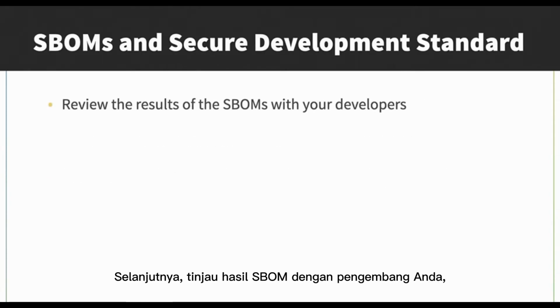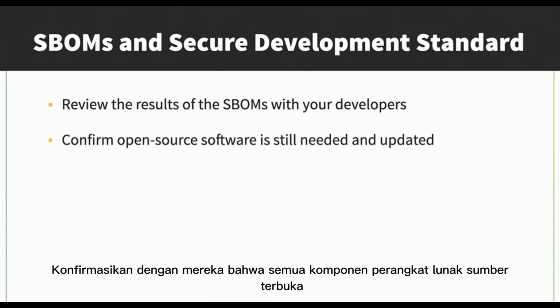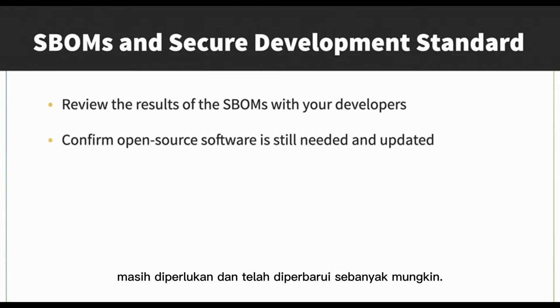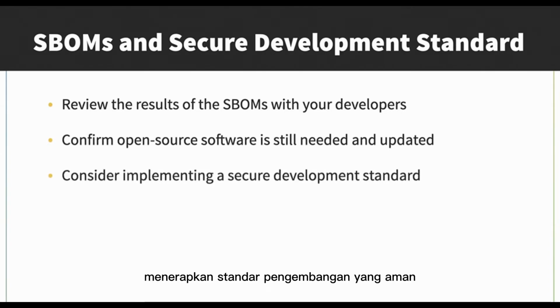Next, review the results of the SBOMs with your developers, focusing on the open source software. Confirm with them that all open source software components are still needed and have been updated as much as possible. And finally, consider implementing a secure development standard that restricts the use of open source software that hasn't been updated in years. Supply chain and third-party risks can be challenging to manage. Take what you've learned in this video to start implementing the controls that will help reduce these risks.